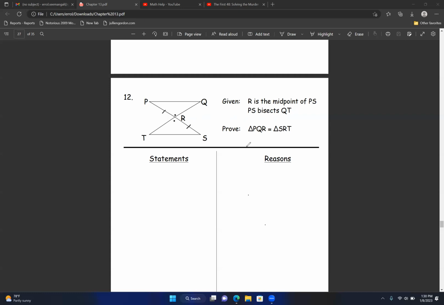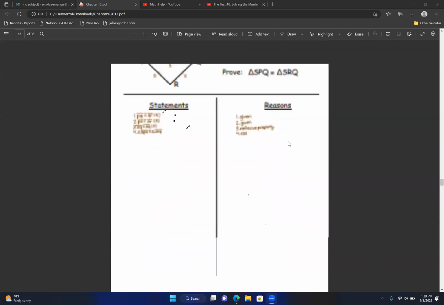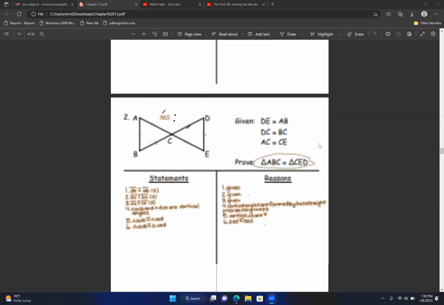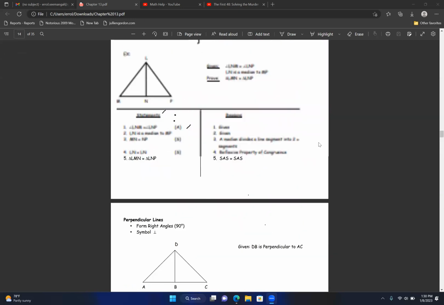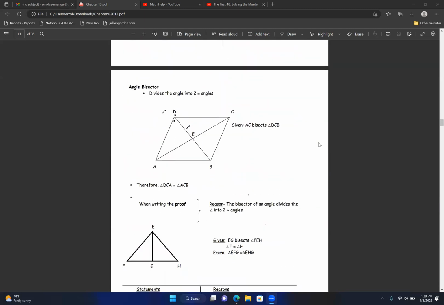What equals each other? PS and QT. What would be the reason they equal each other? Definition of bisector. Let's check the definition of bisector again, just to make sure. I think they give it to us here, right? Perpendicular, median, angle bisector. Here we go. Divides the angle into two congruent angles.